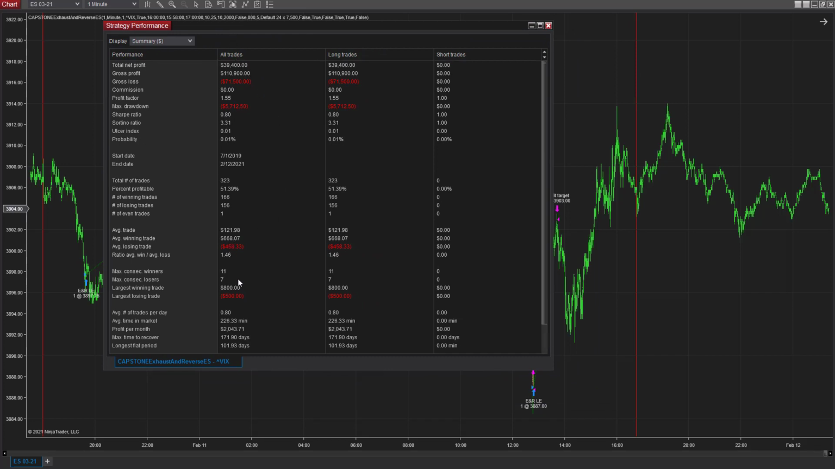Going back, this setup is through 7/1/2019, so approaching a 2-year backtest. $121 average trade profit this session.